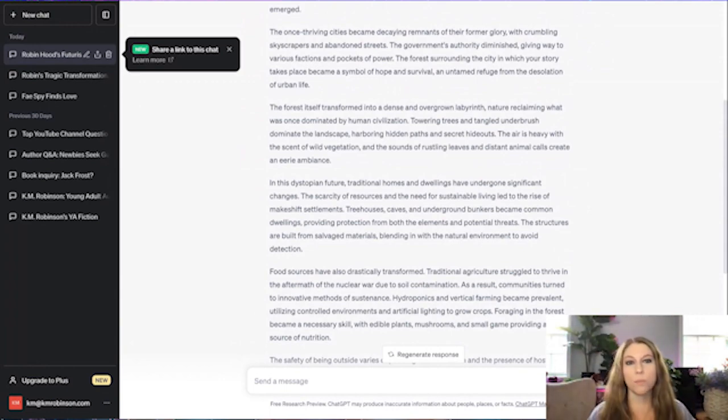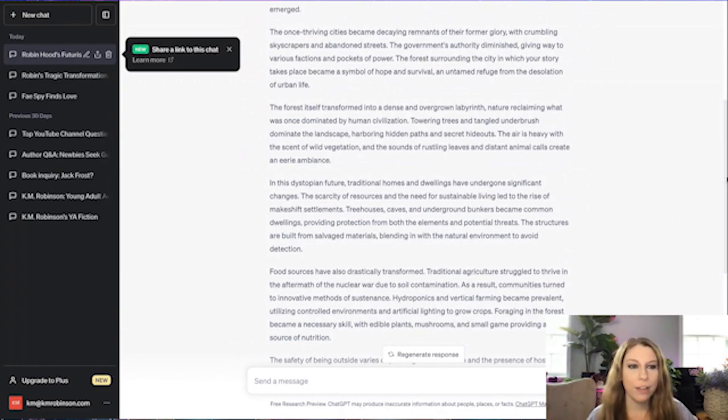Now, as I'm doing this, I would be copying and pasting this directly into a Word document, and I'm going to add things in because I love some of the visual imagery it's giving me. The air is heavy with the scent of wild vegetation, and the sound of rustling leaves and distant animal calls create an eerie ambiance. What does that look like? I can fill that out, or I can ask ChatGPT to tell me more about the eerie ambiance.